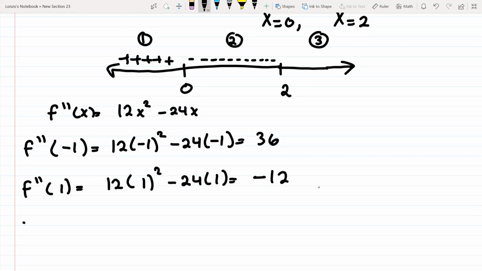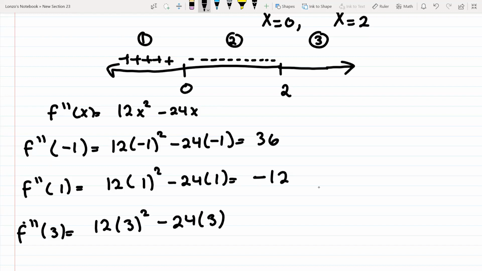And then I have to test boundary 3. I need a number greater than 2. So let's do f double prime of, let's try 3. So that's 12 times 3 squared minus 24 times 3. Now I get an output of positive 36. That's positive.